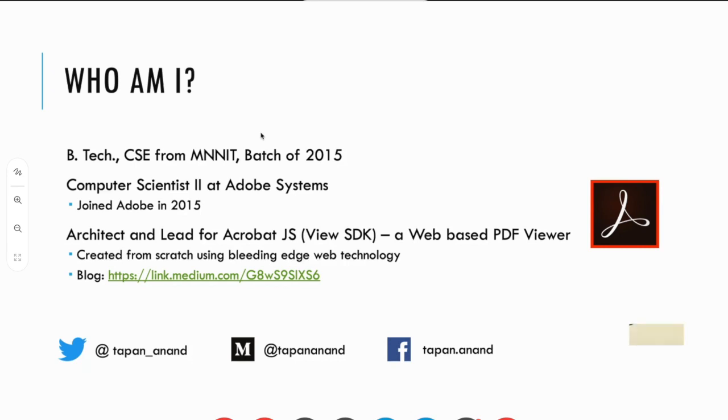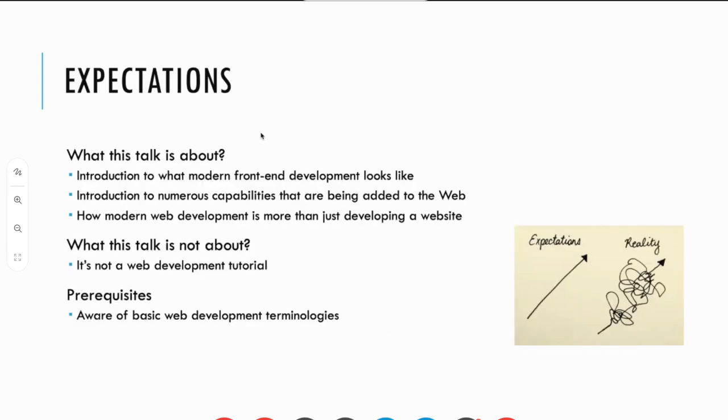Another thing that I want to do before I start is set the expectations for this talk so that we are all on the same page and we can take the most value out of it. This talk is going to introduce you to what modern content development looks like compared to what it was like 7 or 10 years ago. I'm also going to introduce you to numerous capabilities that are being added to the modern web and see how it is revolutionizing how you develop apps for the user.